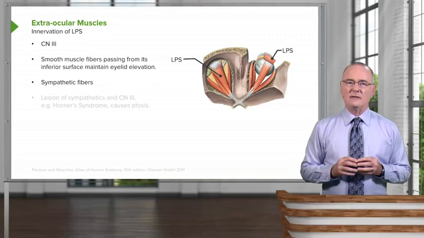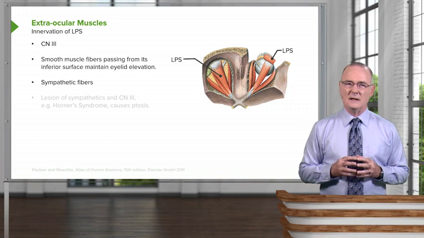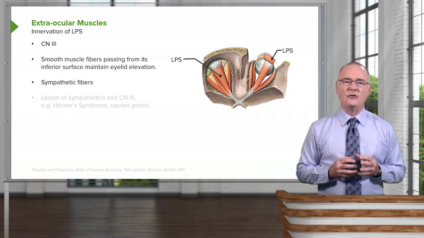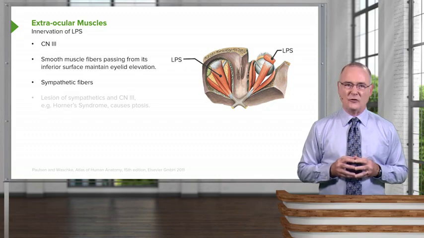As we are looking at the smooth muscle fibers at this particular point, they will not be innervated by the somatic fibers of oculomotor number 3. Instead, there will be sympathetic fibers that will innervate these particular smooth muscles.